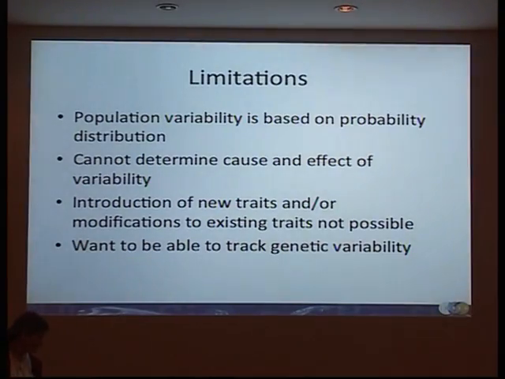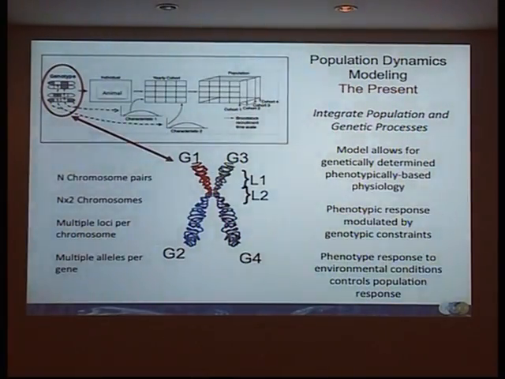All right, so we now look at these kinds of models, and this is what I'm calling the present, where we are now in our understanding. You put in the genotype back here. All right, so you do this through knowing how many chromosome pairs there are, the number of chromosomes. You can specify loci, the number of loci per chromosome or multiple alleles per gene, or however you can say it.